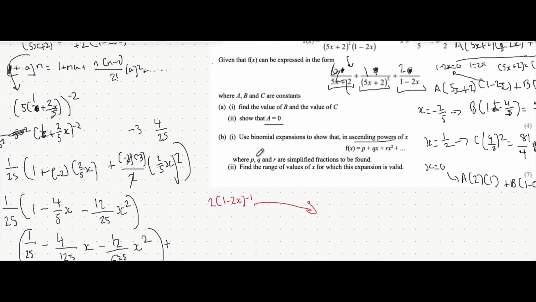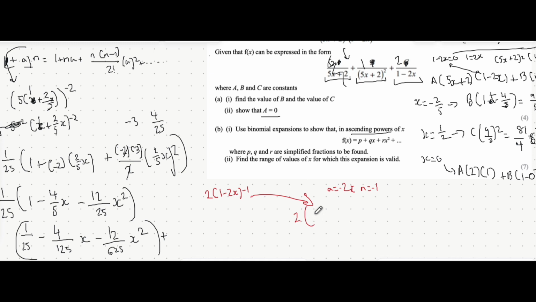So again, using that same formula, in this case, a is going to be equal to minus 2x and n is going to be the power of minus 1. So we have 2 lots of 1 plus na. Na in this case is going to be minus 1 multiplied by minus 2x, and then plus n, which is minus 1, lots of n minus 1, all divided by 2 factorial multiplied by a squared, minus 2x all squared.